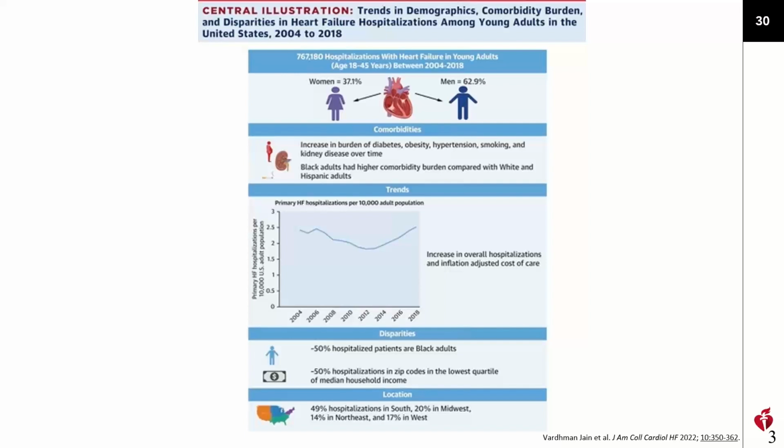And in this study, 50% of the hospitalized patients were African Americans. And so it's important that we realize that these comorbidities and our willingness to approach them is extremely important to reduce the likelihood of developing heart failure. Next slide.